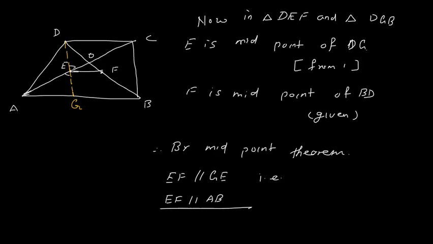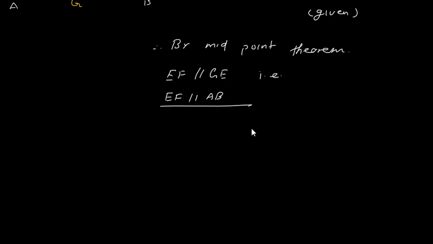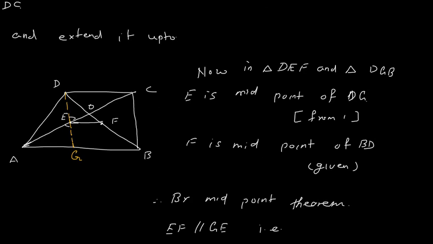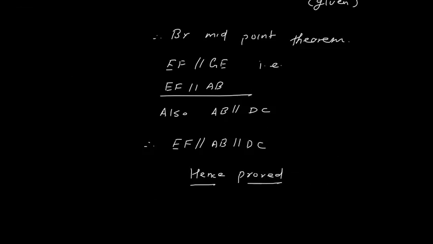Now EF is parallel to AB, and AB is parallel to DC. Therefore, EF is parallel to AB, which is parallel to DC. Hence proved. So hence we have proved that EF is parallel to AB is parallel to DC.